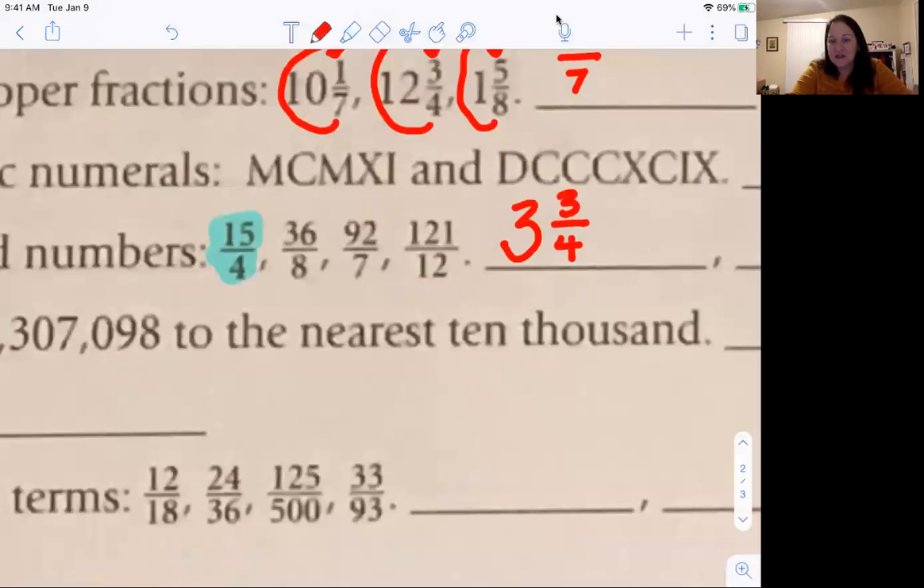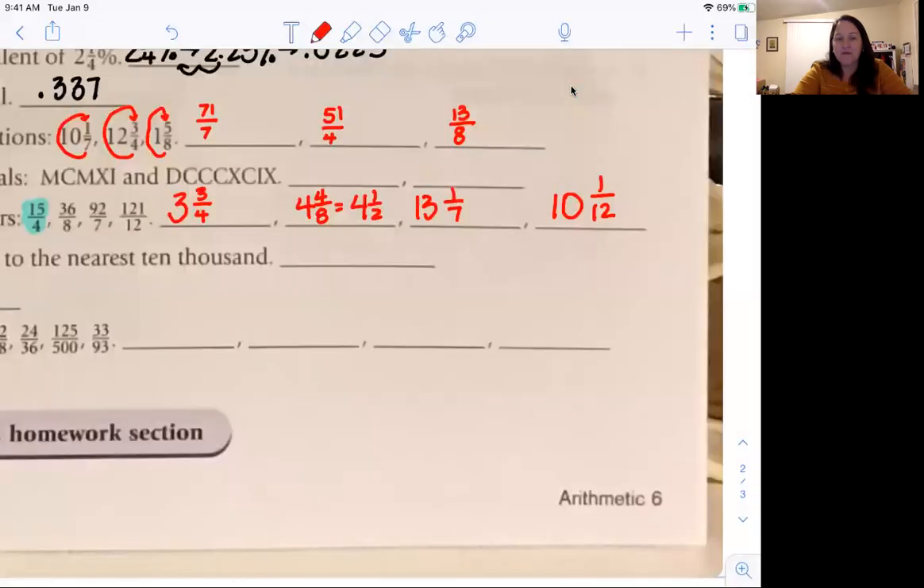Pause, do the rest of those on your own and come back and check. Okay, 36/8 becomes 4 4/8, and we want to reduce that to 4 1/2. 92 over 7 becomes 13 1/7. And 121 over 12 becomes 10 1/12.